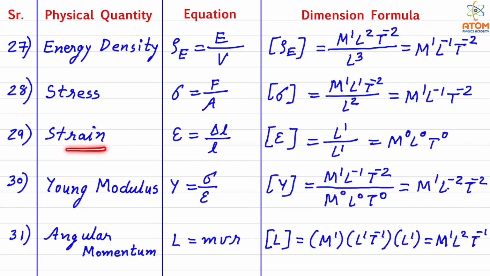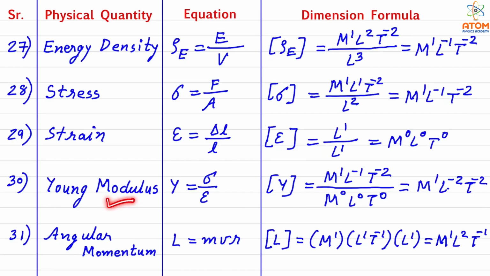Then strain. Strain will also come in the same lesson. It is denoted by epsilon. Remember this sign, it is epsilon. Epsilon is delta L upon L. So obviously both are length only, change of length and length. So the dimension formula will be L1 and here also it is L1. So the dimension formula is nil, M0 L0 T0. So strain has no dimension at all.